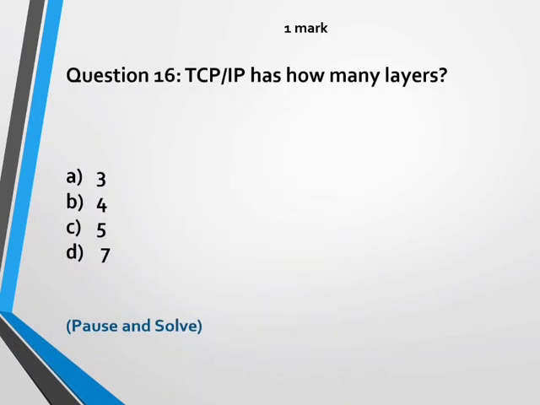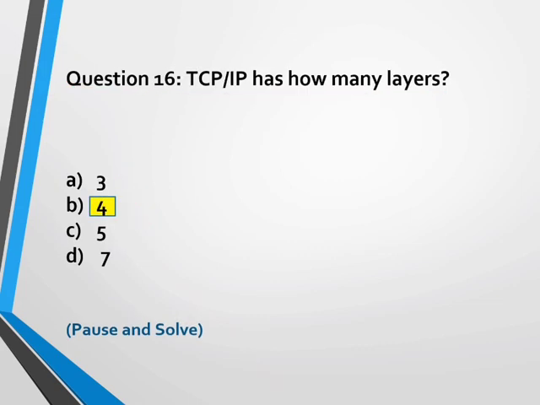Question number 16. TCP/IP has how many layers? Is it 3, 4, 5 or 7? The answer is 4.